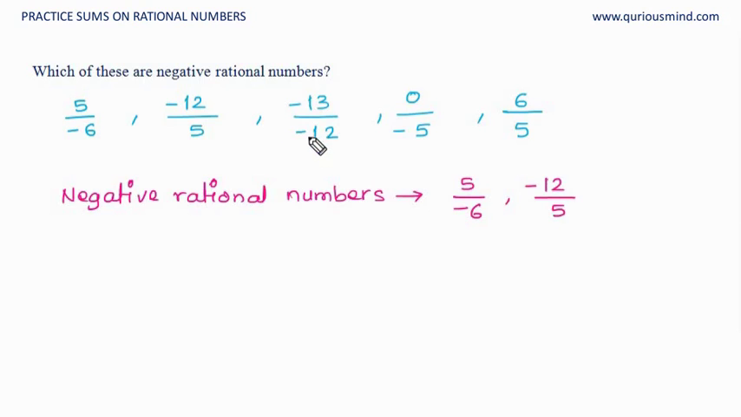Here we see minus 13 upon minus 12. Both the numerator and denominator have negative sign. So it doesn't satisfy our criteria. We want only one of them to have negative sign. Because both of them have negative sign, this is not a negative rational number. 0 upon minus 5. We see only one of them has negative sign. But it is 0 upon minus 5. And 0 upon any number is equal to 0. And 0 is neither a positive nor a negative rational number. So this is not a negative rational number. 6 upon 5. We don't see any negative sign anywhere. Both are positive numbers. So this is not a negative rational number. So we only have these two negative rational numbers here.